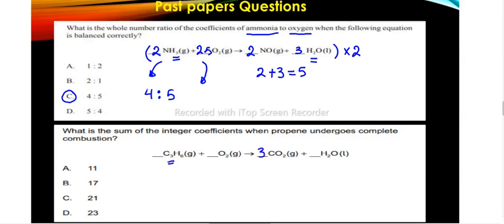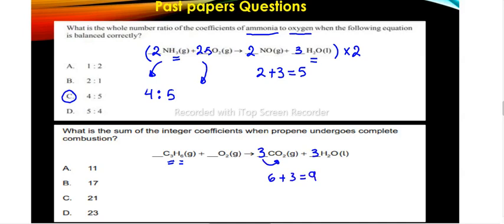Now I will balance the hydrogens. This is propene, so this is a 6. So you will multiply here also by 3 to balance. Now let's start counting the oxygen. 3 times 2, it is considered as a 6, plus a 3, so your final answer is 9.